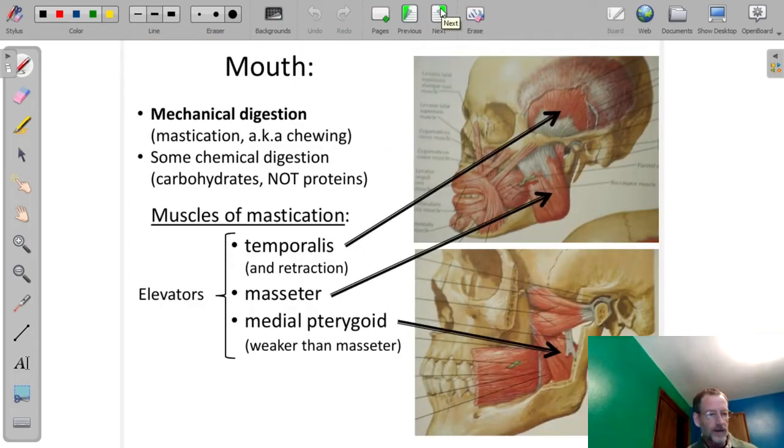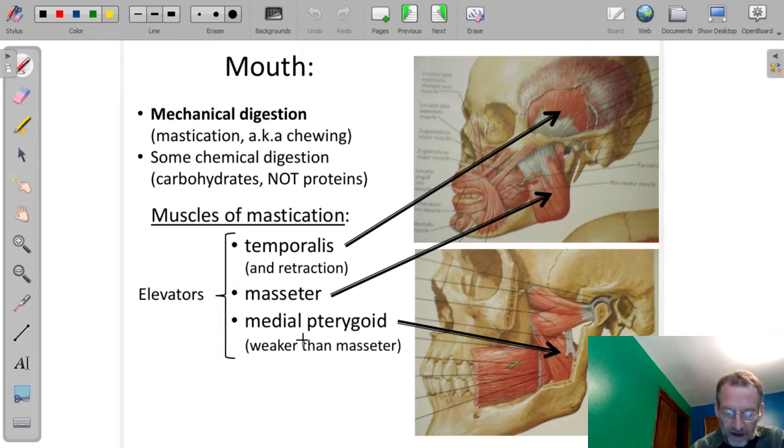So I want to spend a little bit of time on the muscles of mastication, of chewing. So digestion begins in the mouth, and we can think of digestion in terms of both mechanical, which is just grinding, chewing, macerating the food, and then chemical, which involves enzymes and hydrolysis of covalent bonds, which little of that occurs in the mouth. So with mechanical digestion or chewing, there are several sets of muscles. You should have seen these in A&P 1. But these are the muscles of mastication.